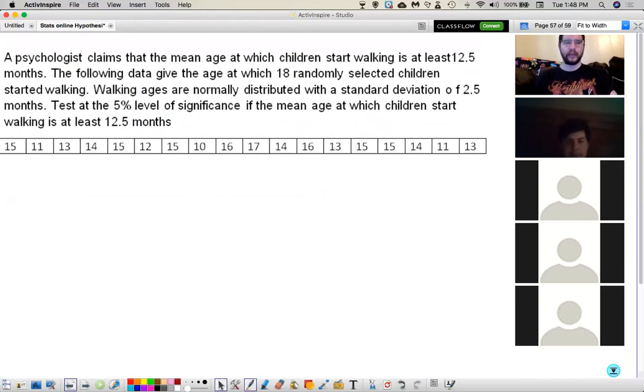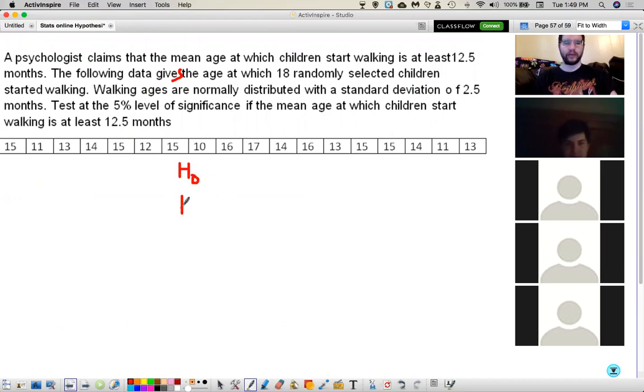A psychologist claims that the mean age at which children start walking is at least 12.5 months. The following data gives the age at which 18 randomly selected children started walking. Walking ages are normally distributed with a standard deviation of 2.5 months. Test at the 5% significance level if the mean age at which children start walking is at least 12.5 months. So no difference.